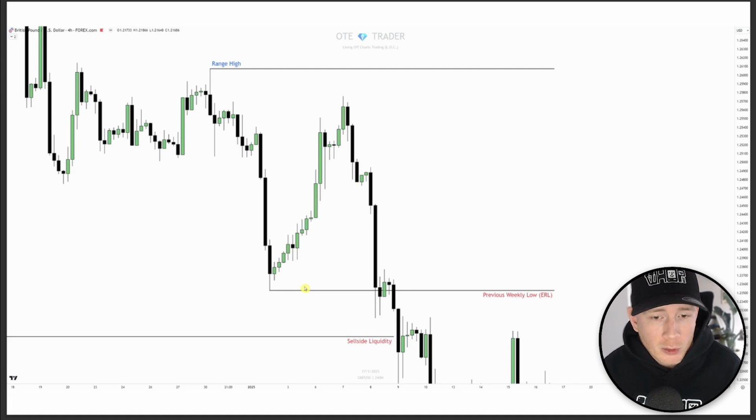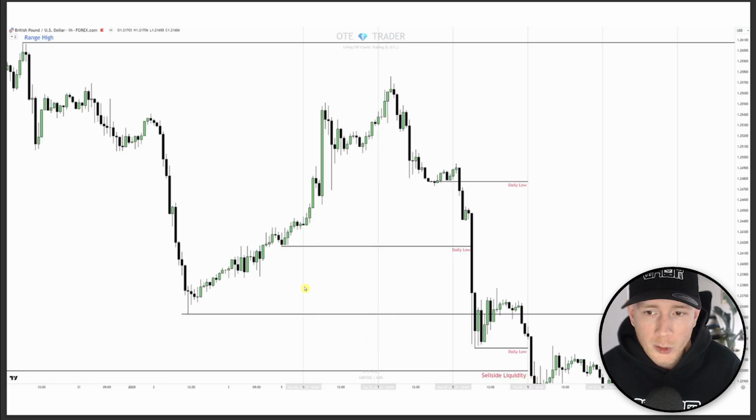If you're talking about a previous weekly low, you want to position yourself on the correct day of the week to frame the high of the week, and then you target the low of the previous week. Price action almost always takes out previous weekly high or low, or previous daily high or low, or a previous session high or low.